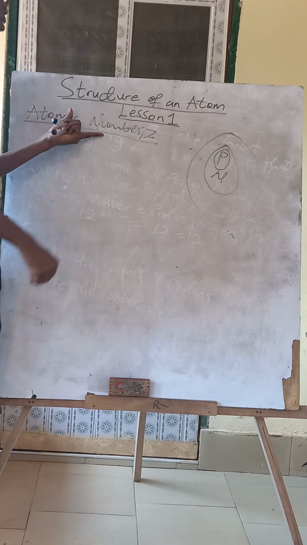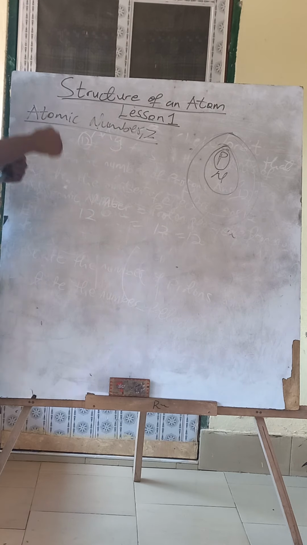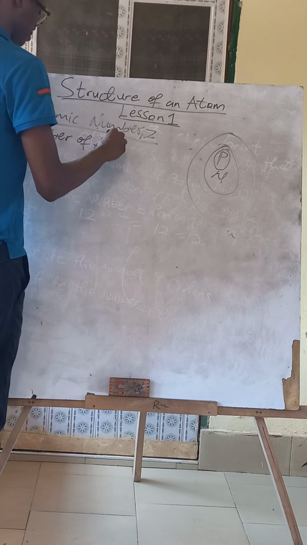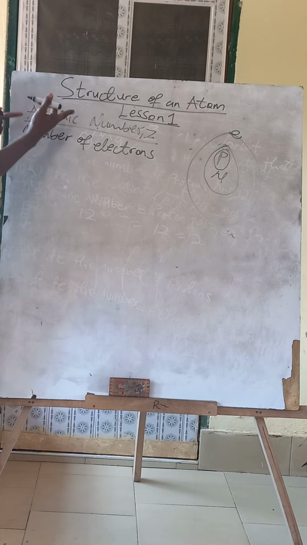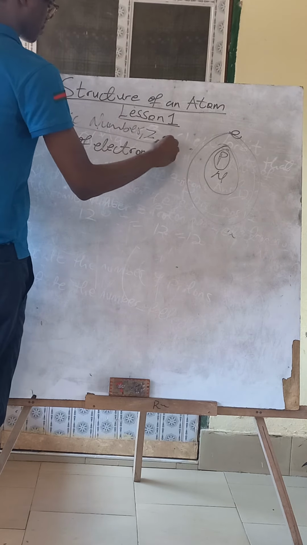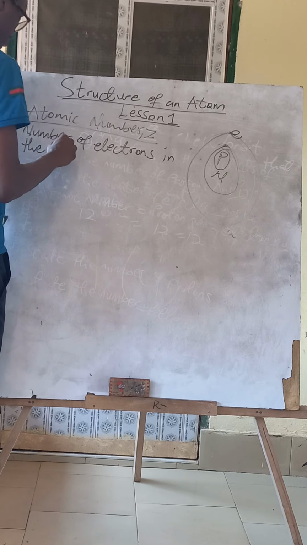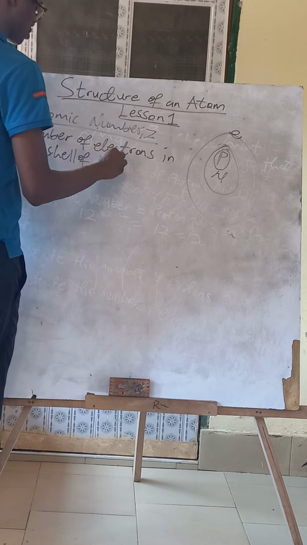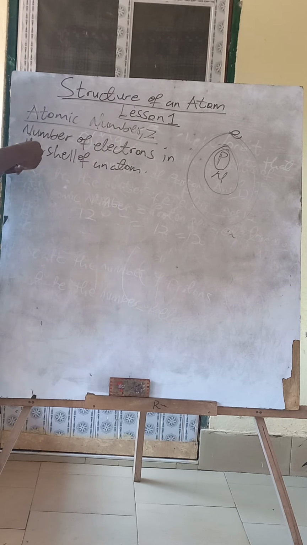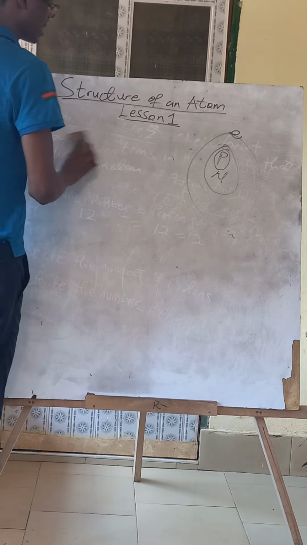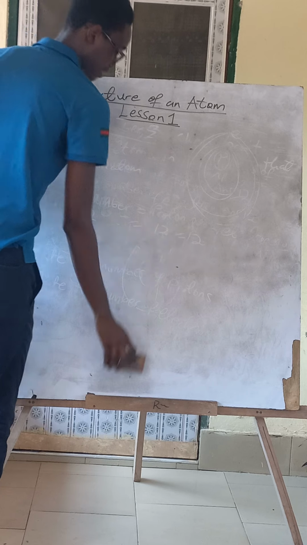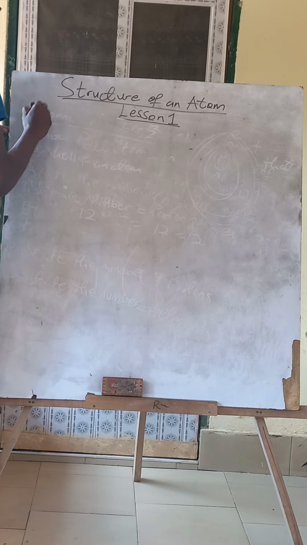And because I'm saying that atomic number, proton number, and electron number are the same, you can also define atomic number as the number of electrons. And where are the electrons located? They are located inside a shell. So you can also define atomic number as the number of electrons in the shell of an atom. So it has got two definitions. Take note. The number of electrons in the shell of an atom. Let us consider another terminology. And that terminology is the mass number.